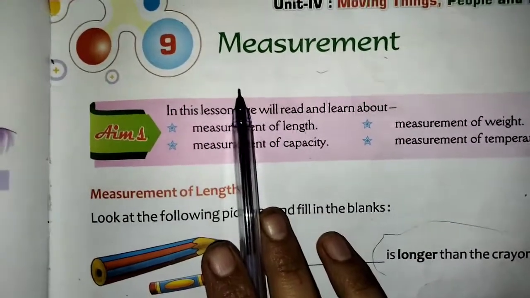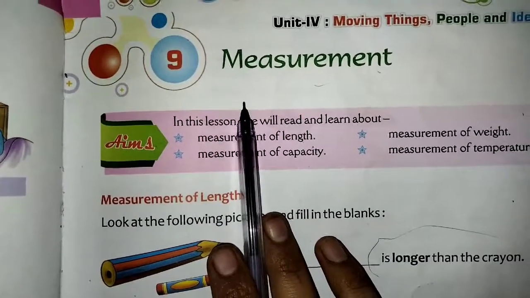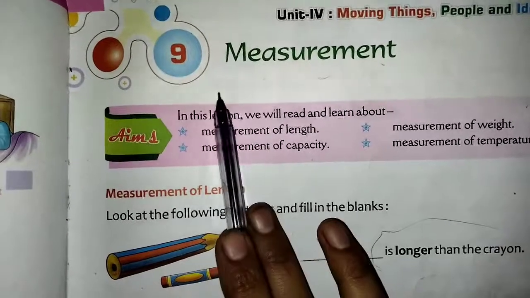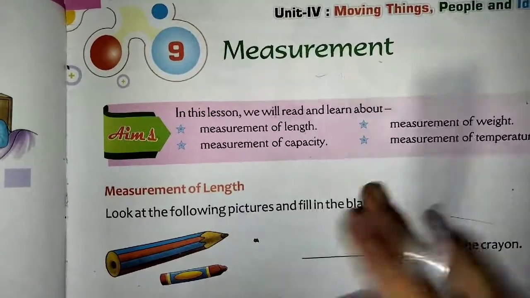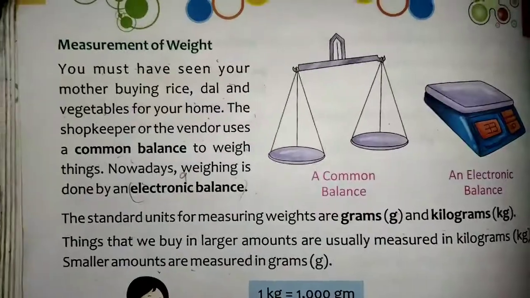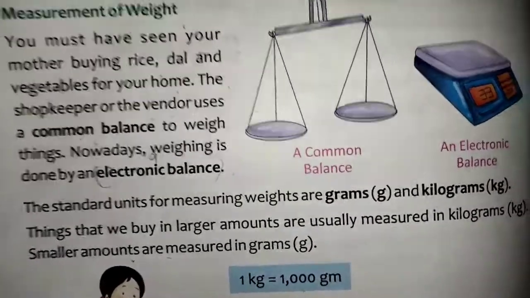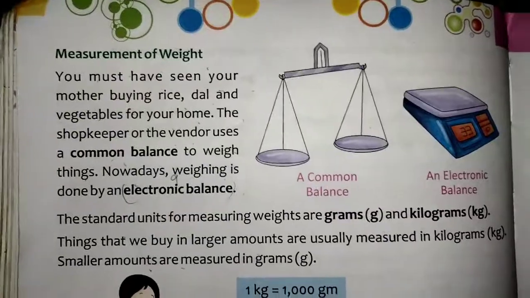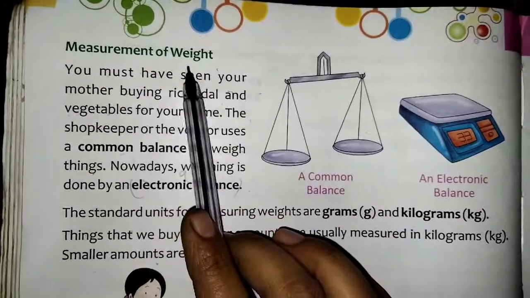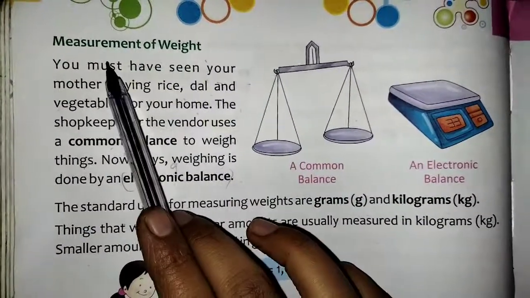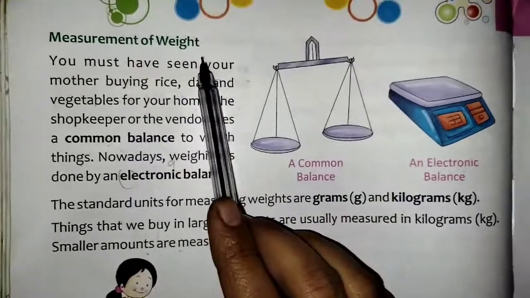Hello children, today we are going to see class 3rd science lesson number 9, measurement. Last class we discussed how to measure length. Today we are going to discuss the measurement of weight.